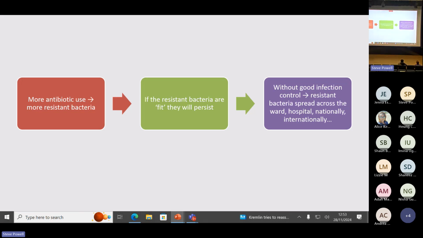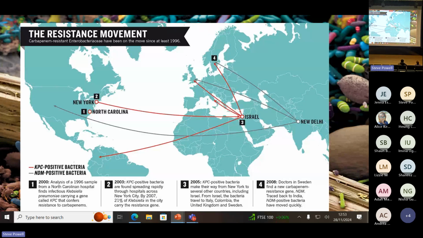Rehearsing the issue of evolution by natural selection, we end up in the situation where more antibiotic use leads to more resistant bacteria. If they are fit species, so they survive well and they persist, then unless we have good infection control, all of those resistant bacteria spread around the immediate environment of the patient. They're a problem for patients themselves at individual level, but they will then spread across a ward, throughout a hospital, nationally and internationally. And we do see this, we know this very well.